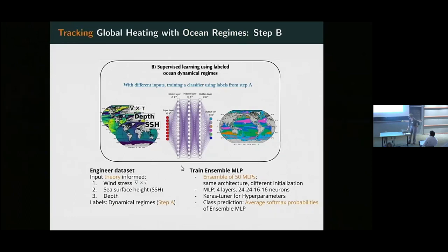We then designed an ensemble multi-layer perceptron of 50 different MLPs with the same architecture but different initialization. And then for the actual class prediction, we used the average softmax probabilities of this ensemble MLP. Another really important step of this interpretable component is that we're creating a mapping that's much easier to work with. So we're really isolating the different things that we're trying to find.